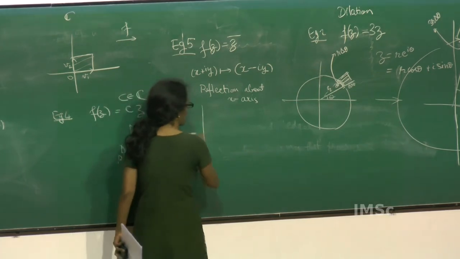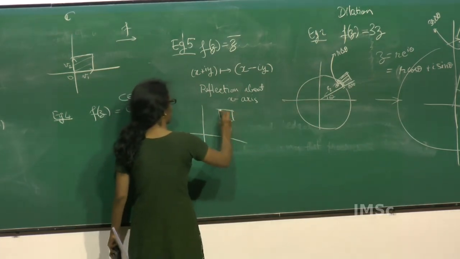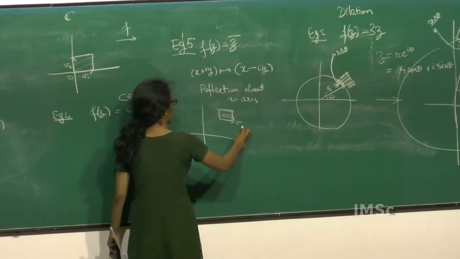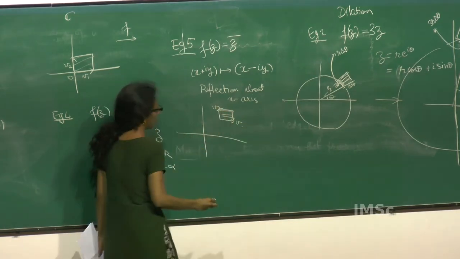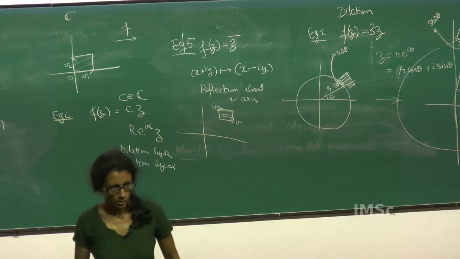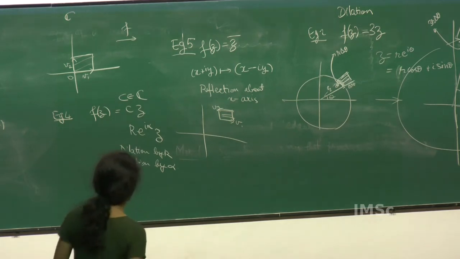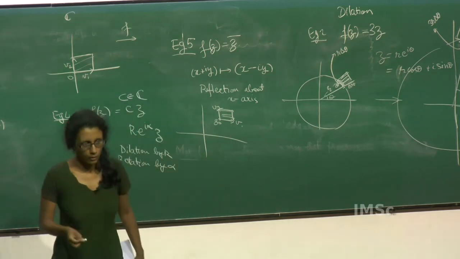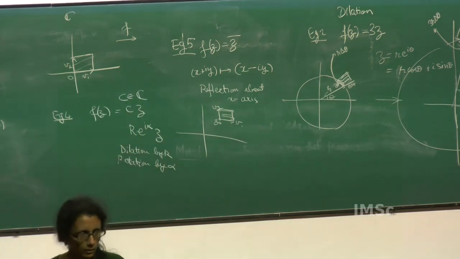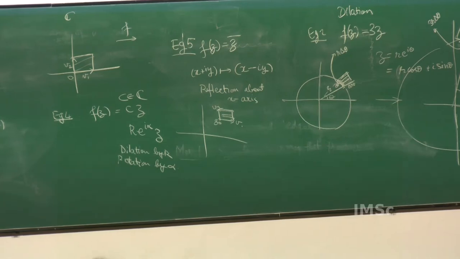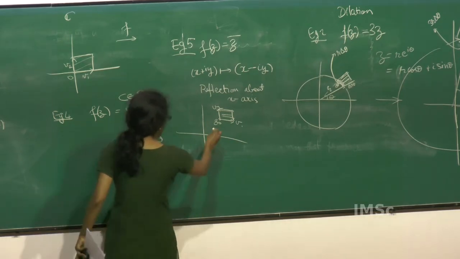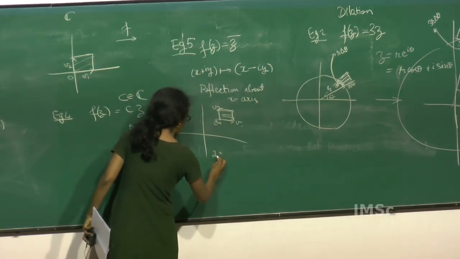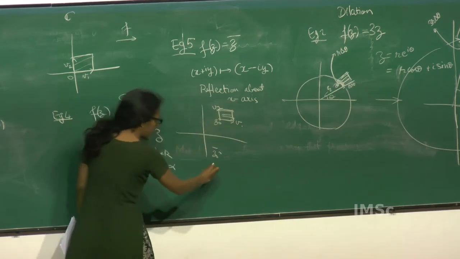So what happens to squares here? Let's just take a square here with side V1 and V2. Where does that map to? Suppose this is based at Z0. What is the image of this map under the complex conjugation? Yes. So you reflect Z0 to Z0 conjugate. So you are just reflecting every point.